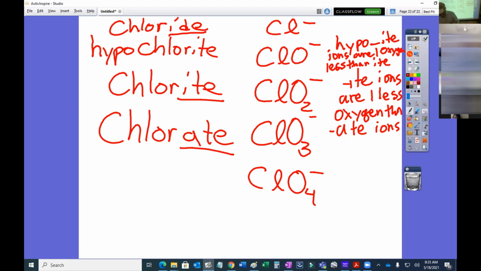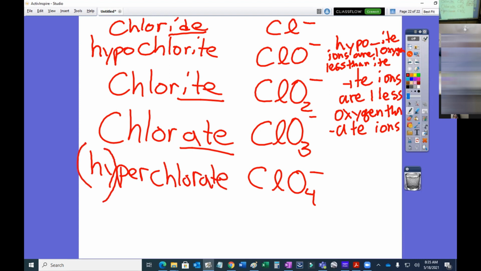You're above the normal energy levels. Hyper. Hypertension, blood pressure is high. It's above average. I don't know if there's hyperglycemic. I'm sure there is. So hyperchlorate. But we don't say hyper anymore. Over the years, the hyper part of that has dropped out. So we just say perchlorate, but it came from hyperchlorate. Too many syllables, I guess.